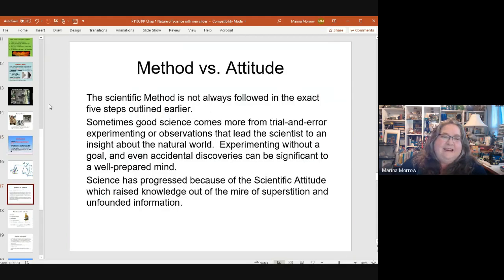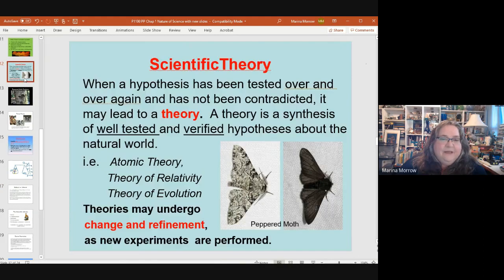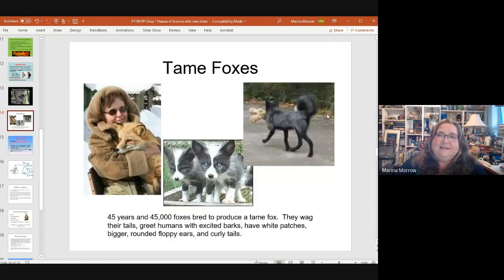Now, the scientific method that we were talking about. Oh, I forgot to say something. Whoops, back up here. Okay. Theories may undergo change and refinement as new experiments are performed. Okay, so like the theory of evolution we were talking about, Darwin had no idea about genes and chromosomes. Nobody knew about that stuff yet. And yet, now we understand why things happen, like why those domesticated foxes have those curly tails. Okay, so just because it has change and refinement doesn't mean that it's not good science. And it doesn't mean that the theory is wrong.